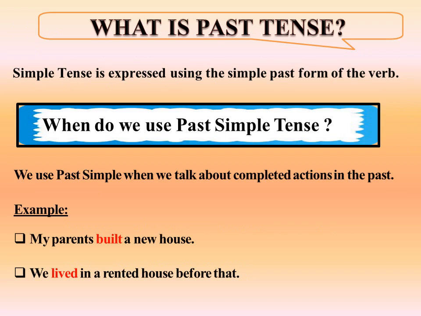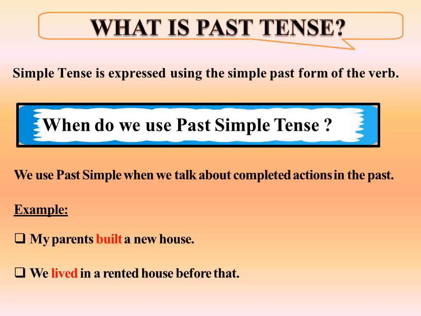Now, what is past tense? Past means the action which has happened before, that is, the action is over. That is what past tense means. So, past tense is also called simple past tense. The simple past tense is expressed using the simple past form of the verb.